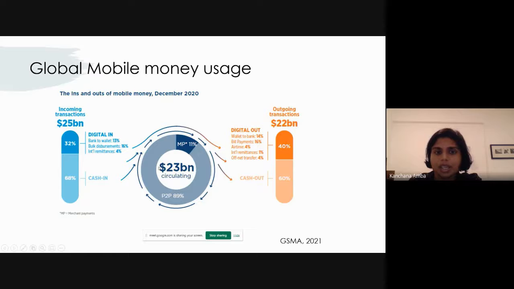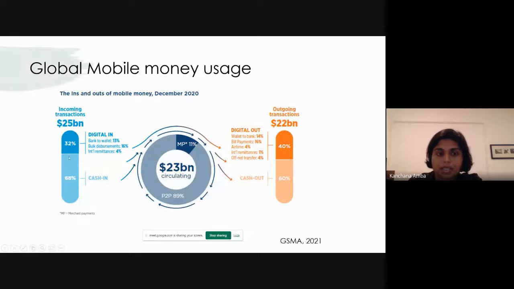And most of them, as you can see, there's a lot of money coming in as international remittances. Then there's about 68% coming in as cash. That is, let's say someone is working in the city and then they're putting the money in for a relative, and so the bulk of the money is going out as cash out, right? The word P2P, if you don't know, means peer-to-peer. That means you don't need an intermediary. There is an intermediary, but it's going directly from one phone to the other. So as far as the customer is concerned, it's a peer-to-peer transaction.